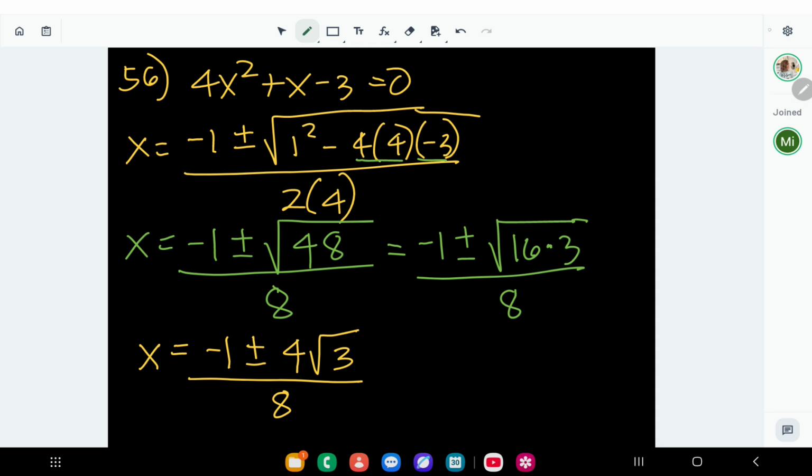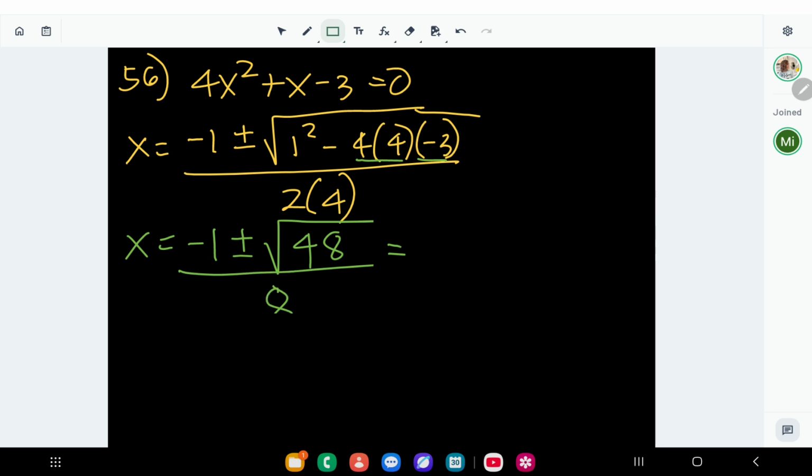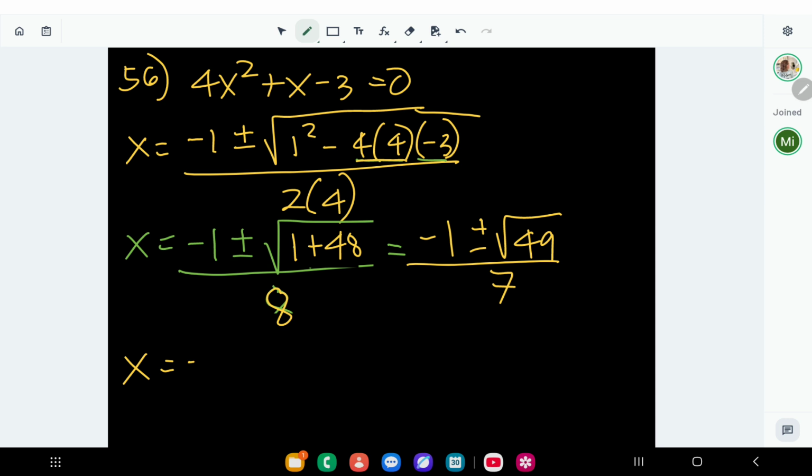The equation is 4x squared plus x minus 3. Let me check first. Hey, we forgot. Sorry, it should be 1 minus negative 48, so 1 plus 48, right? Because 4 times 4 is 16, and 16 times 3 is 48. So negative 1 plus or minus the square root of 49, over 8. And 49 is a perfect square, so this is negative 1 plus or minus 7 over 8.